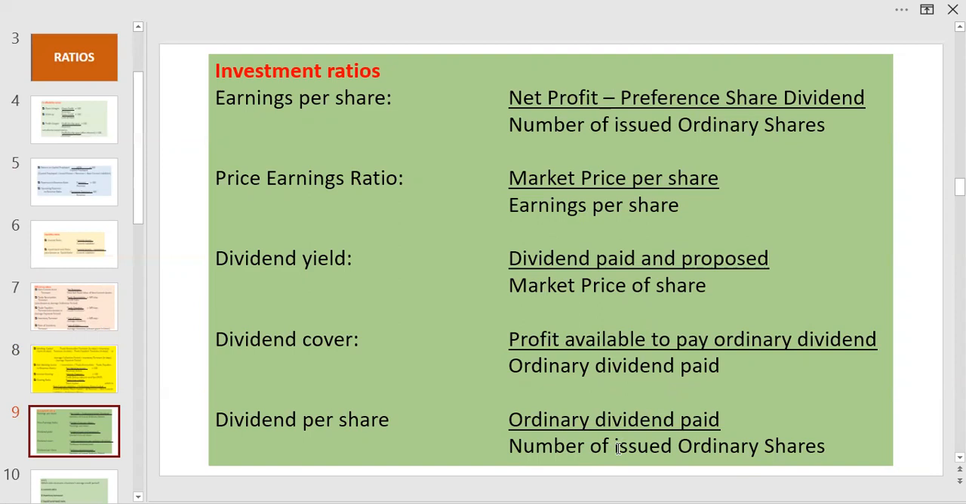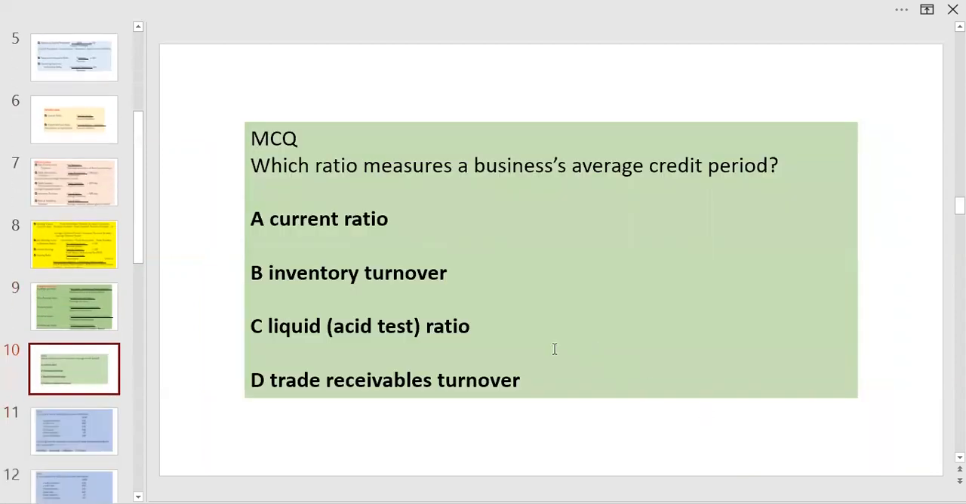Dear students, we hope you have understood what we have learned up to now. Now let's look at some questions. Out of the four options given, which ratio measures the business average credit period?